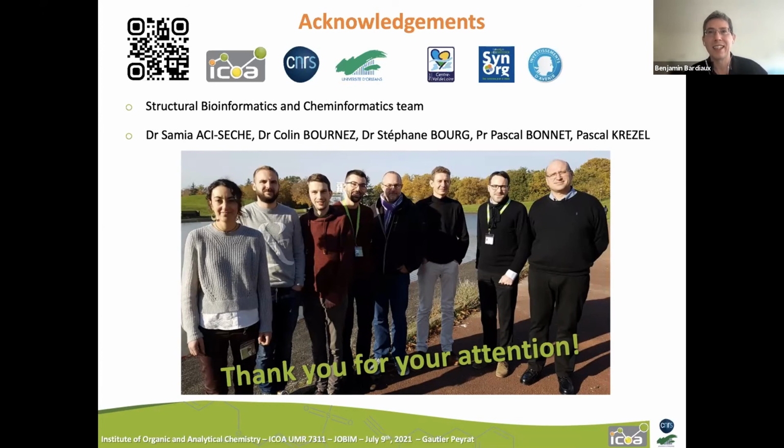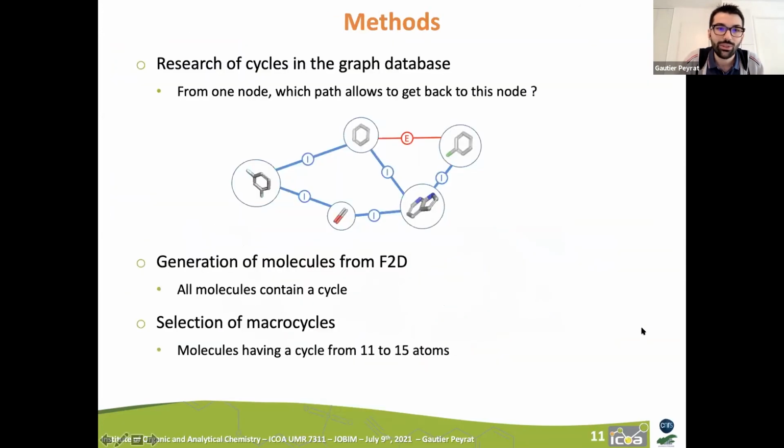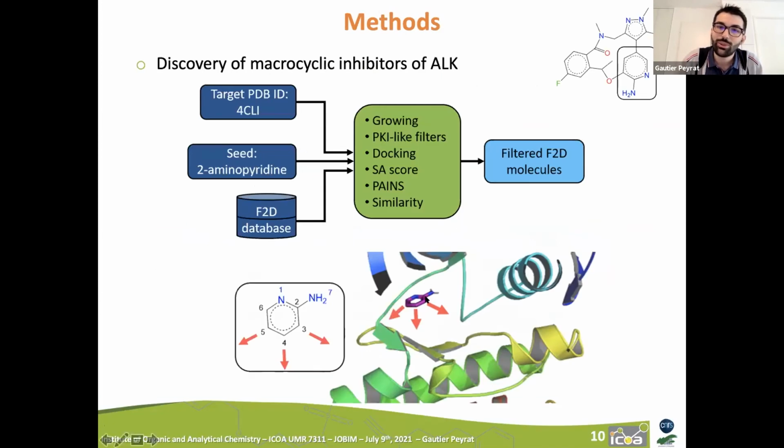What if you did not start from a 2-amino pyridine grain? I guess the macrocycles would be different because the search in the graph would not end at the same 2-amino pyridine grain. So all the macrocycles would be different. I will go back to the slide, but I chose this amino pyridine grain because it is the seed that is close to the hinge, which is the most important part in the interaction of inhibitors of protein kinases.